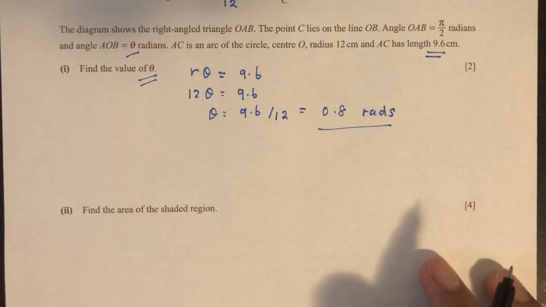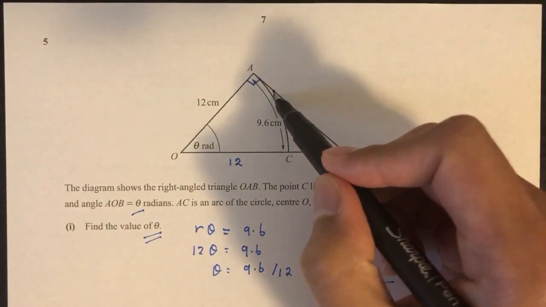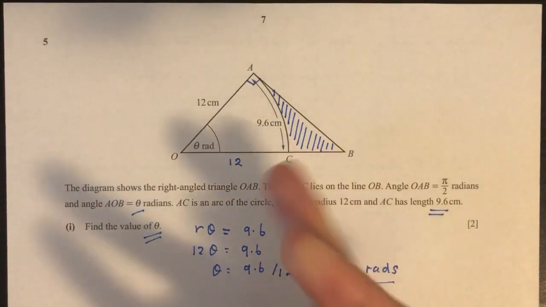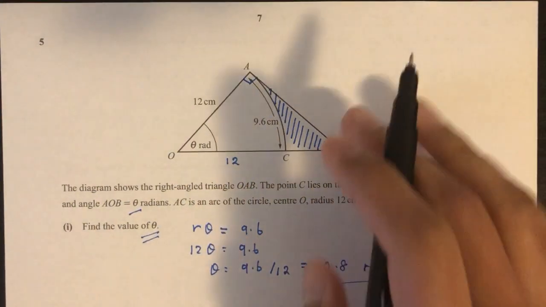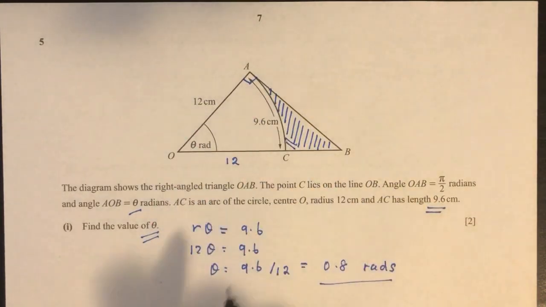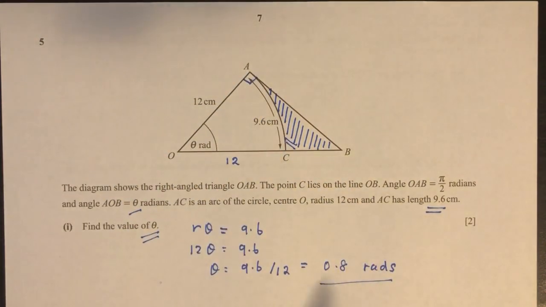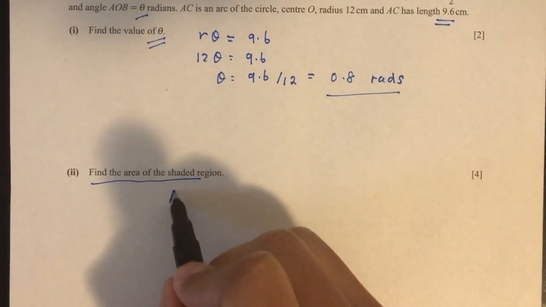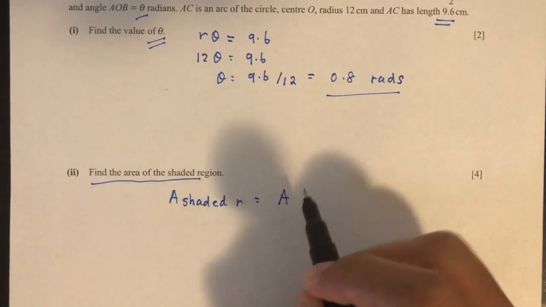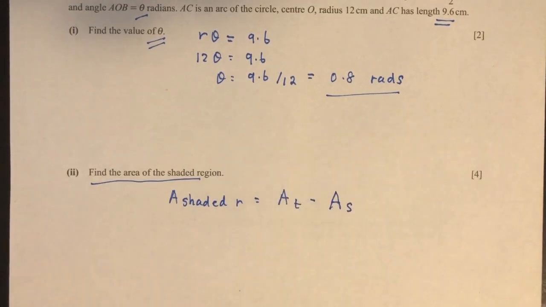Now part 2, find the area of the shaded region. So it will be this region here, according to the question. In this question we can't see it because my printer ink is over, so that's why you don't see it, but it will be this region. How do you find the area of this region? You first have to find the area of the triangle, then minus the area of the sector. So area of shaded region is equal to area of triangle minus area of sector.